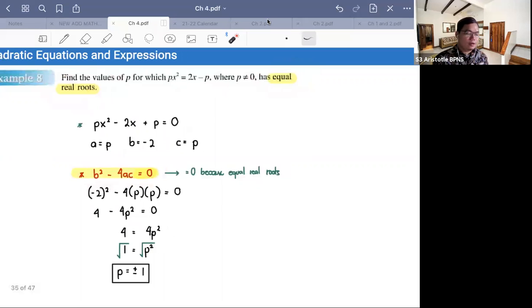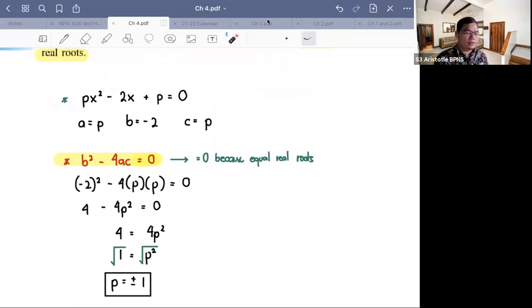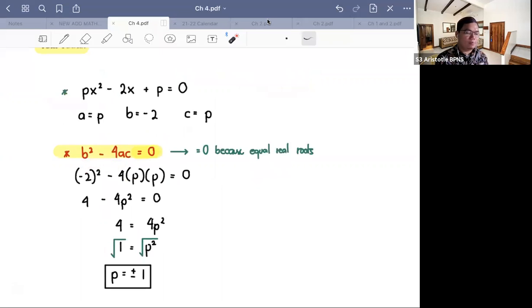So from here, we substitute the values of A, B, and C to this equation. A is p, B is -2, C is p. So B here is -2, so it's -2 squared minus 4, and then A is p, and then C is p again, equals 0. And then we just solve for p. Simplifying this, you'll get 4, and then negative 4p squared equals 0. And then you transpose negative 4p squared to the other side just to make it positive.